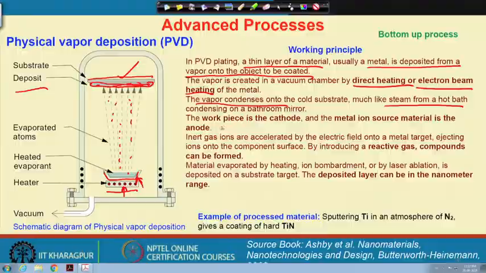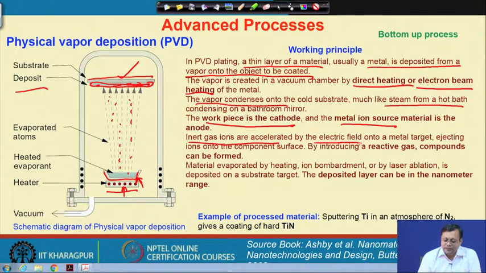Yes. So this is a simple example of that. The workpiece here acts as a cathode, and the metal ion source material is like an anode, and inert gas ions are accelerated, maybe using some electric field, onto this target material to be deposited, and the ejected ions go onto the component surface. We can also introduce some reactive gas into the media, so that a compound can be formed.